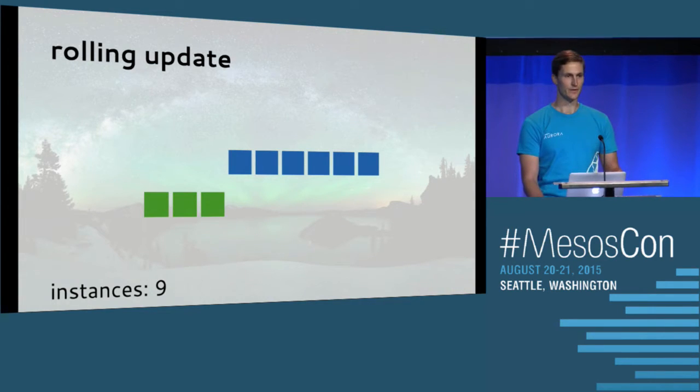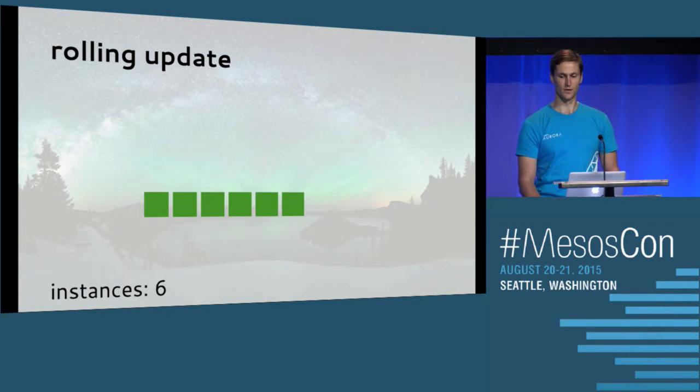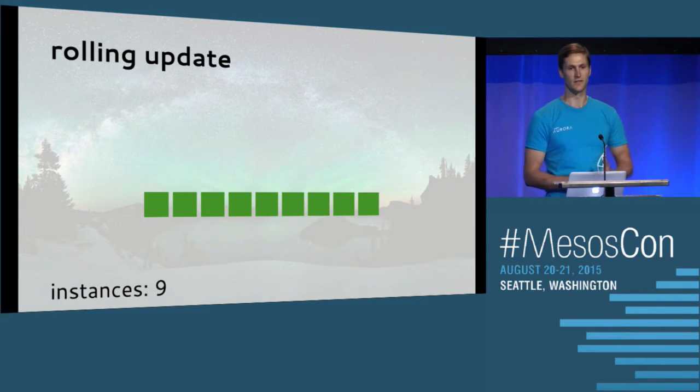And then we're going to go ahead and add the new instances, same batch size. So we're back up to 9. And then we're doing this staggered flow where we're removing the old instances, adding the new ones. Pretty straightforward. But one of the impacts of that, like I mentioned, is that you're operating in a state of reduced capacity for the duration of the update. And in many cases, this is not an issue. In some cases, it is a pretty big issue.